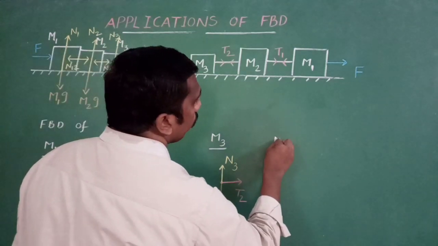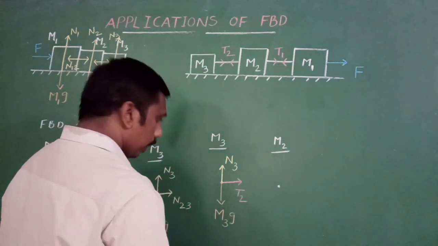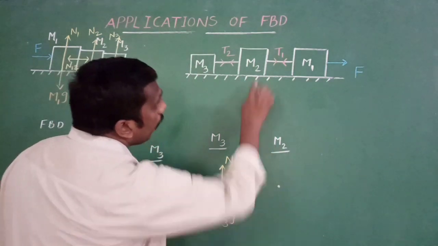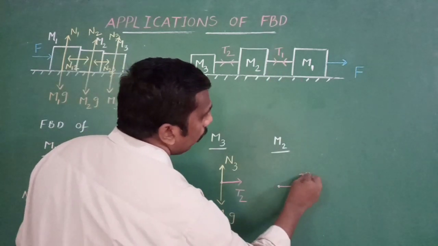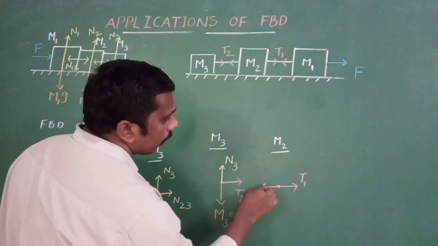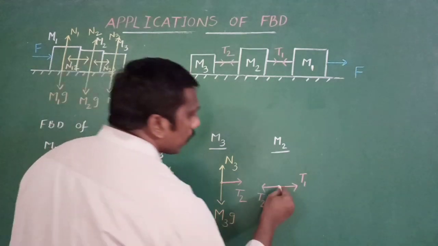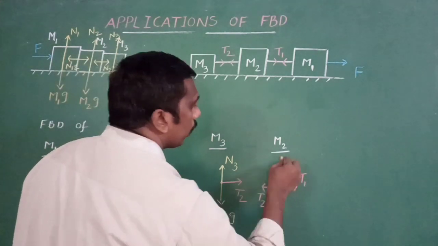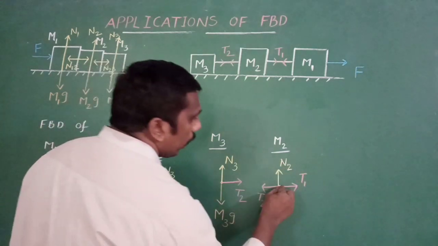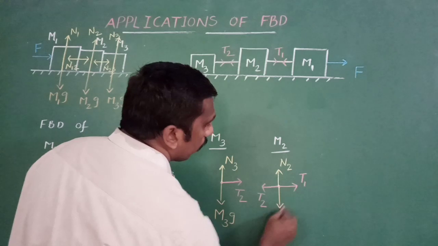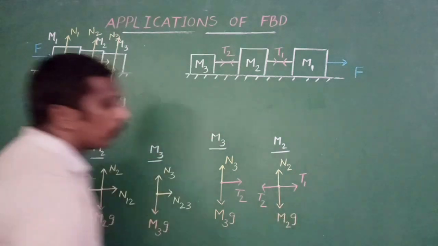Similarly, the free body diagram of M2. On M2, tension T1 tries to pull in this direction, T1, and T2 tries to pull in this direction. These two tensions act in opposite directions. A normal reaction acts on the block in the upward direction, N2, and the weight of the block, M2G, acts in the downward direction. This is the free body diagram for the second body, M2.